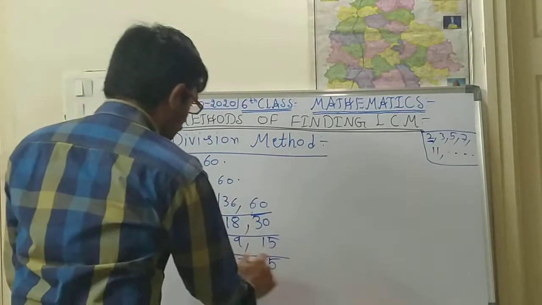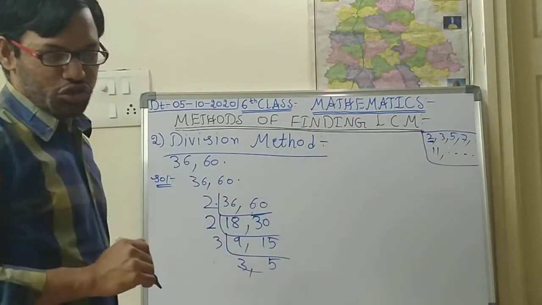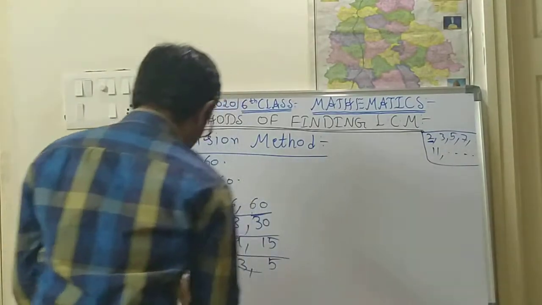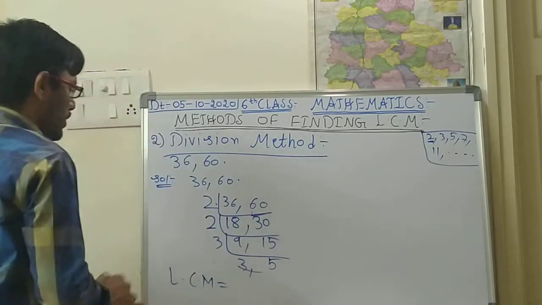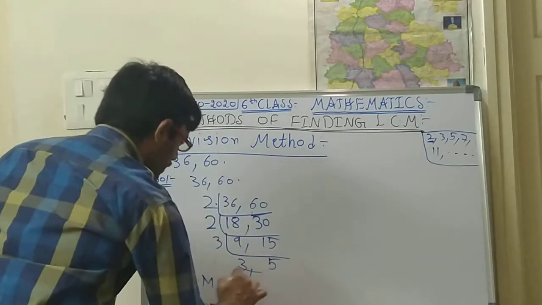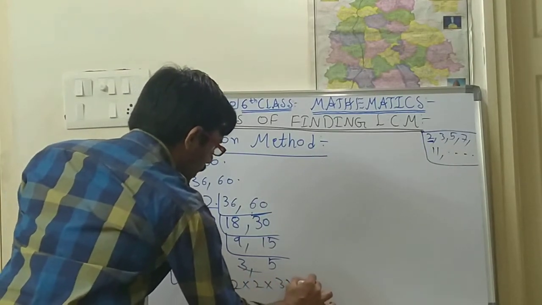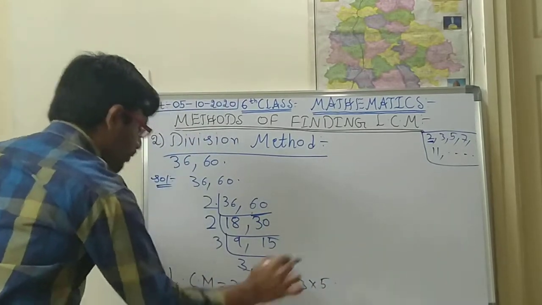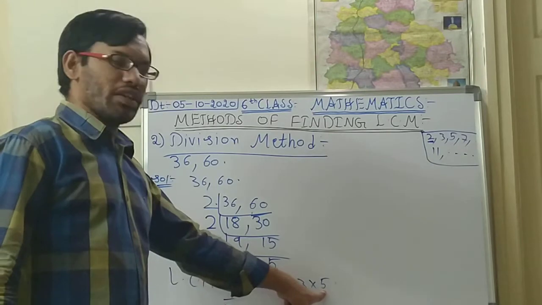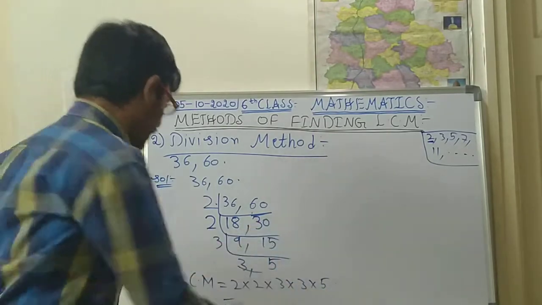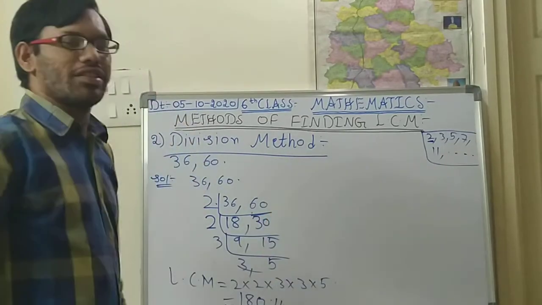Now these are the factors, and you should multiply them. So what is the LCM? Multiply these: 2 into 3 into 3 into 5. If you do the multiplication, 2 into 2 is 4, 4 3s are 12, 12 5s are 60, 60 3s are 180. So 180 is the answer. Here also we got LCM as 180.